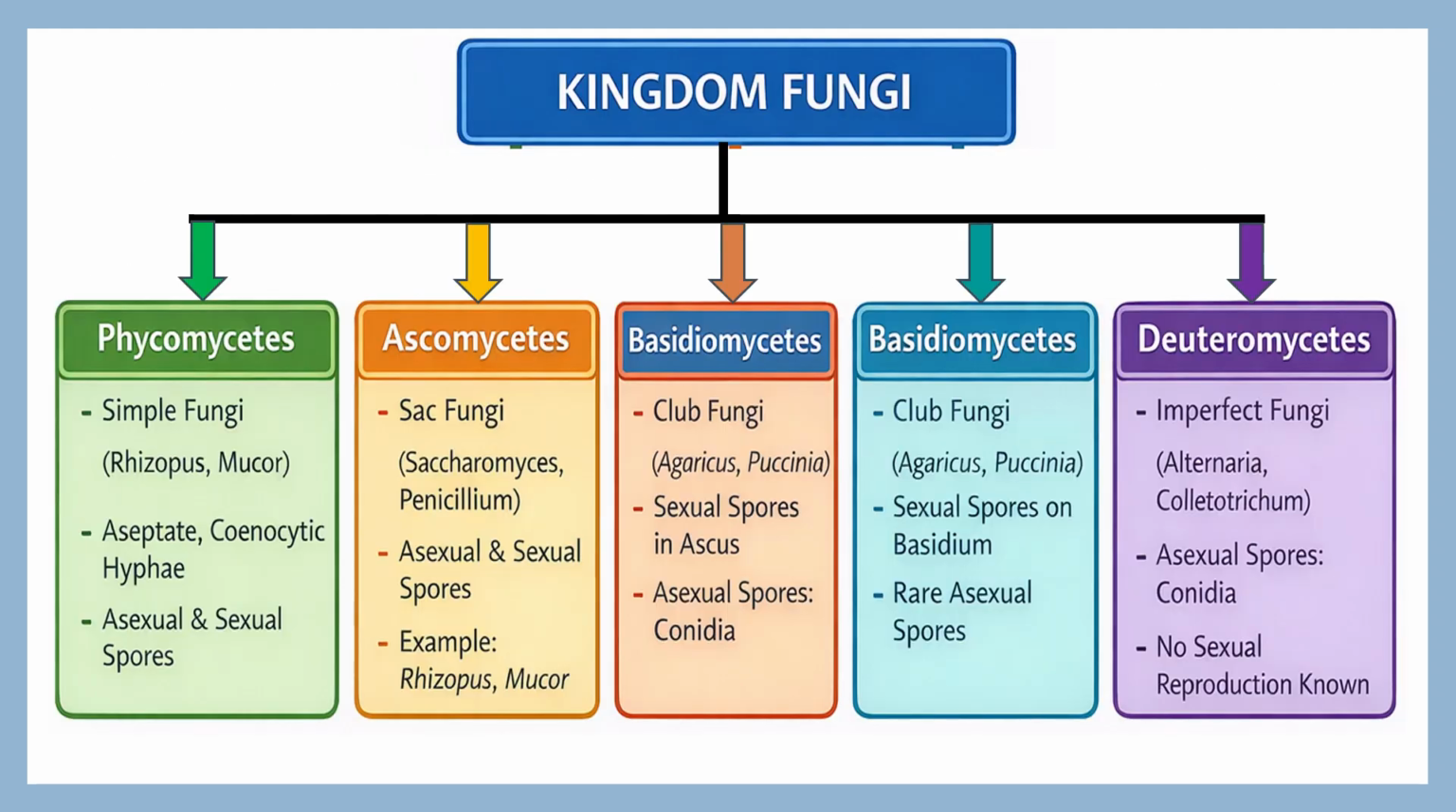Fungi are further divided into groups: Phycomycetes, Ascomycetes, Basidiomycetes and Deuteromycetes. Phycomycetes include simple types of fungi such as Rhizopus, which form spores both asexually and sexually. Ascomycetes are the sac fungi, Basidiomycetes are the club fungi, and Deuteromycetes are the imperfect fungi.